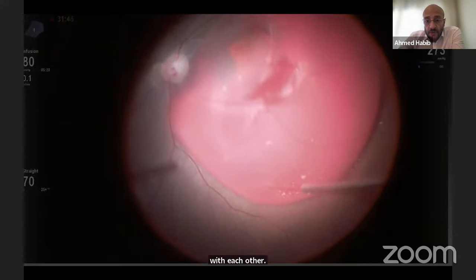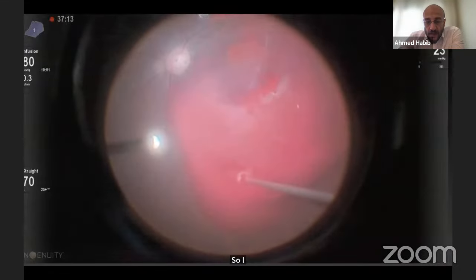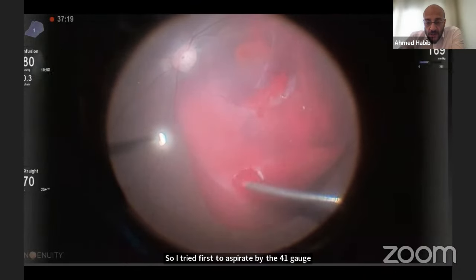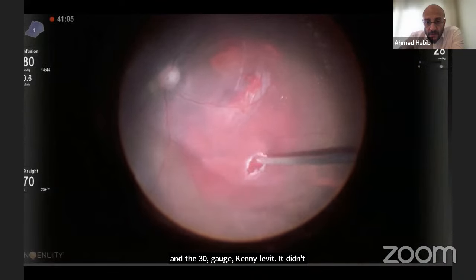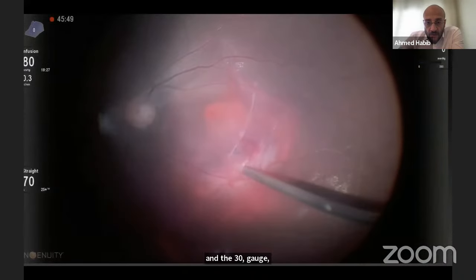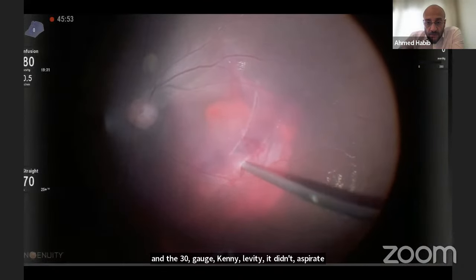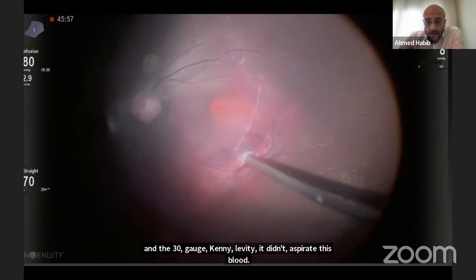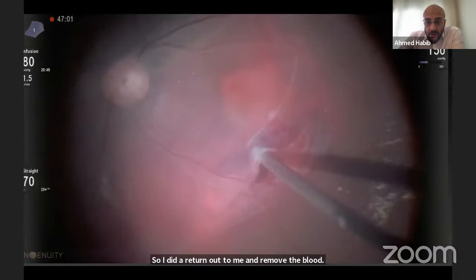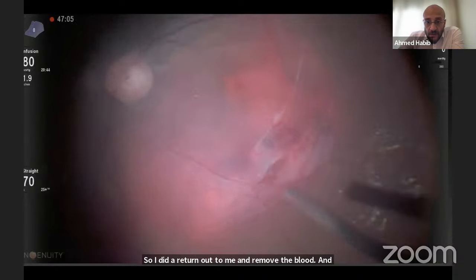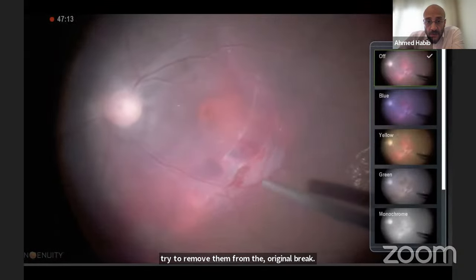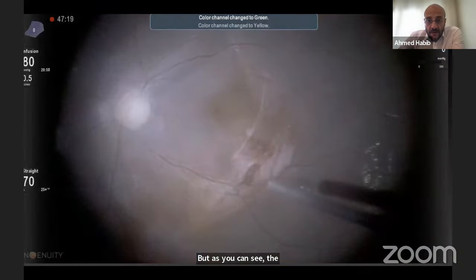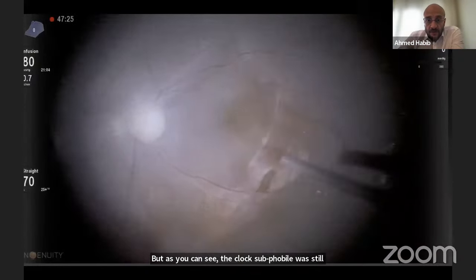So I tried first to aspirate with the 41 gauge needle and the 30 gauge cannula, but it didn't aspirate this blood. So I did a retinotomy and removed the blood, and tried to remove from the original break. But as you can see, the subfoveal clot was still there, and that's what I was entering for.